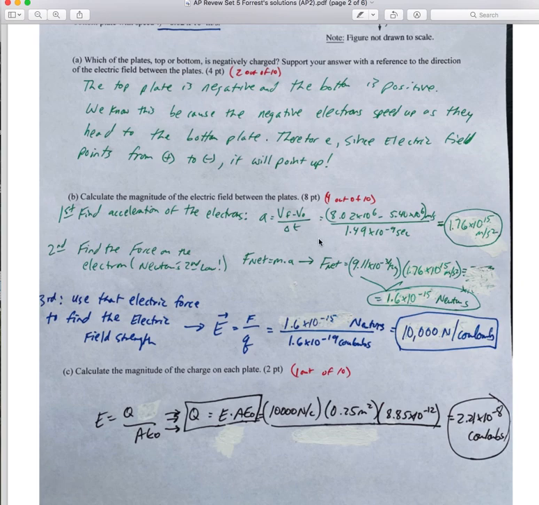In order to find acceleration, you need to use the data that's given. So there's a 3 or 4 step process here, which is why this is worth 4 points. So acceleration in this case is change in velocity over change in time, which is equal to 1.76 times 10 to the 15th meters per second squared.